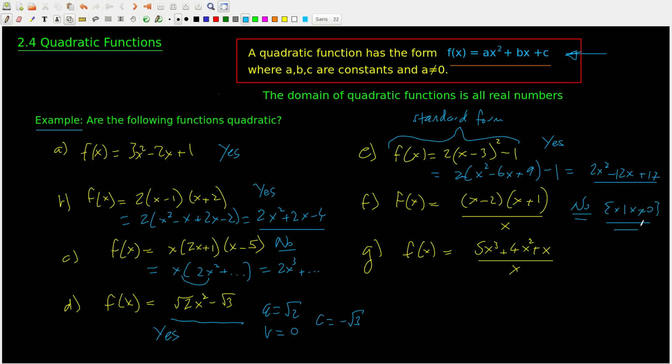So this doesn't match the domain of a polynomial, because every polynomial's domain is all real numbers. Same argument with this last one.